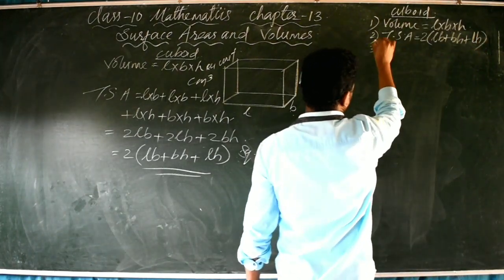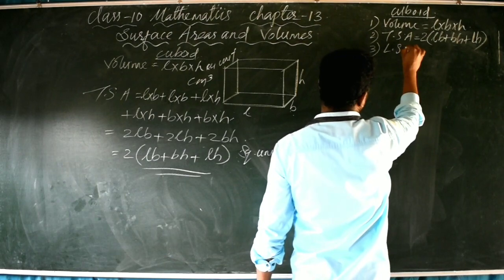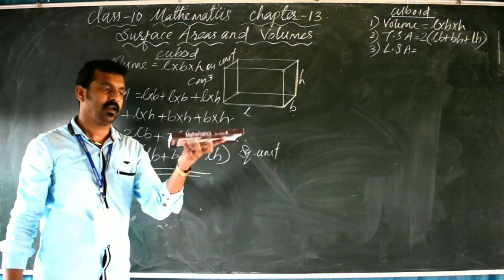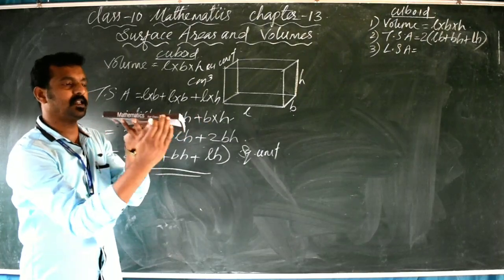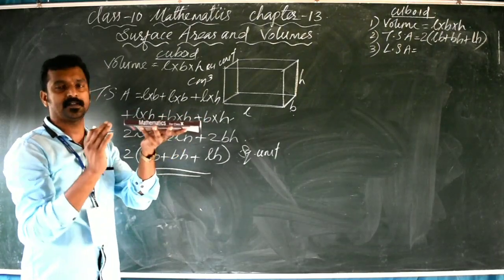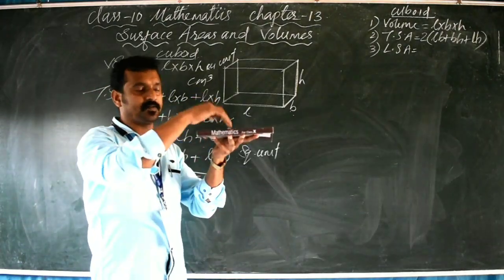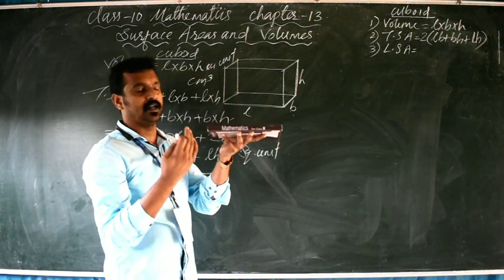Then one more third one is there, that is the lateral surface area of a cuboid. What is meant by lateral surface area? Lateral surface area means only the side faces. There are 4 side faces, and that is called the lateral surface area. The downside and upside faces we will not take, only the side faces.